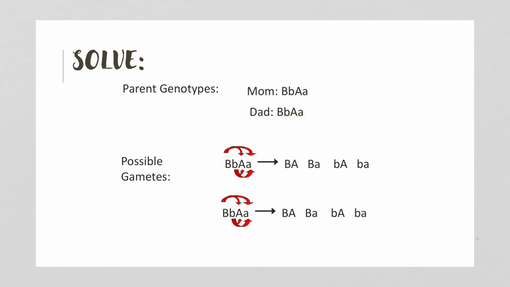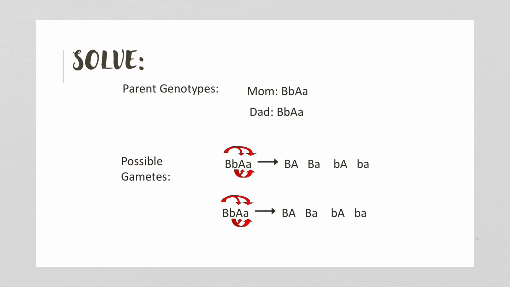big B, little b, big A, little a. The way you figure out the possible gametes is you use something known as FOIL. You would have used that in math. So first, outer, inner, last. The mom could give a big B and a big A. That's the first one. Or a big B and a little a. Or the little b, big A. Or little b, little a.